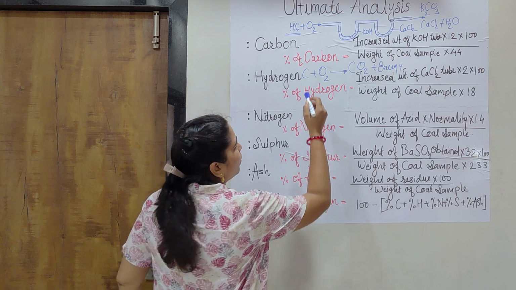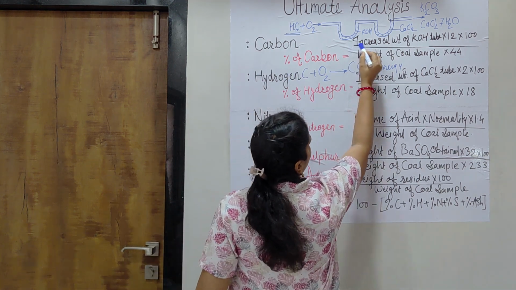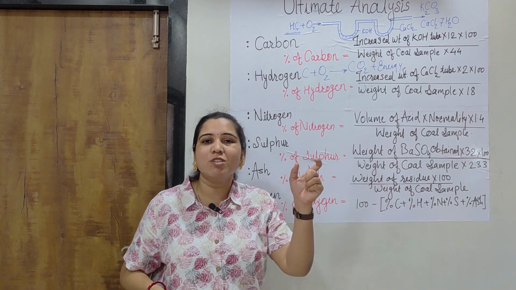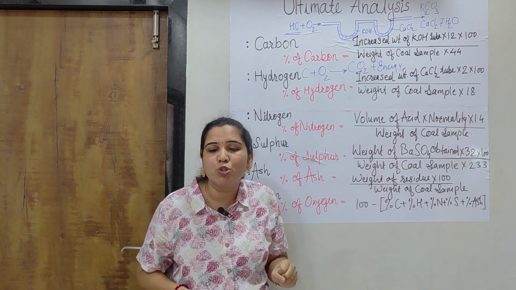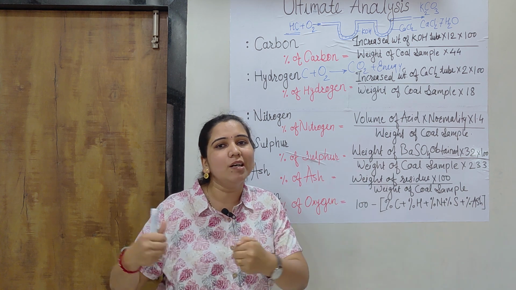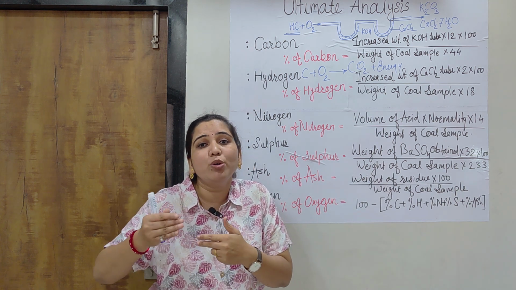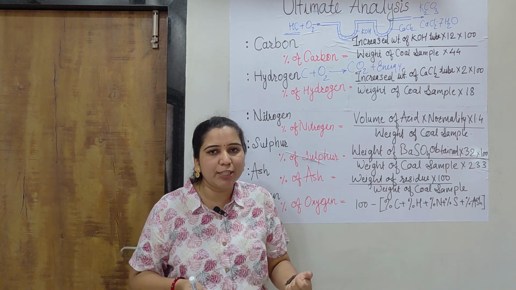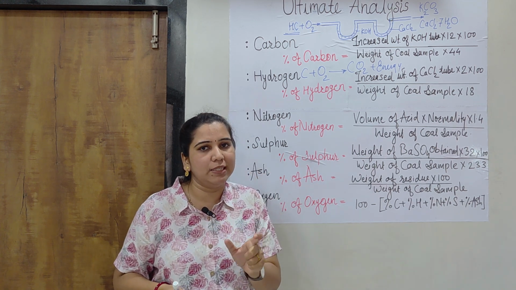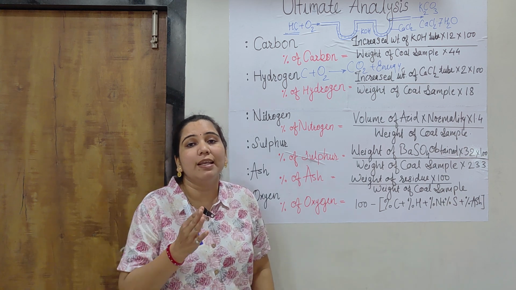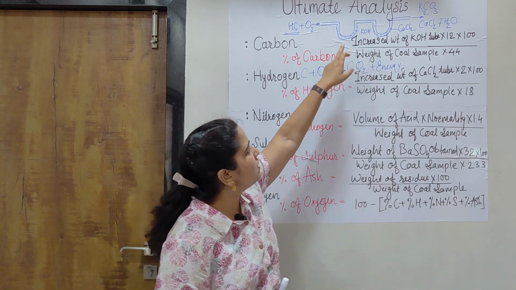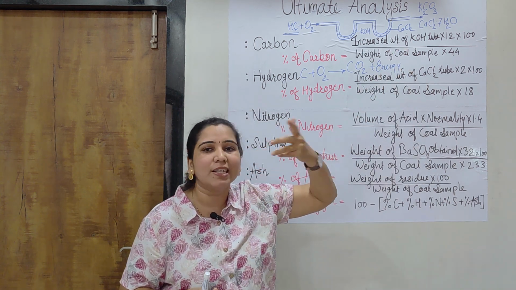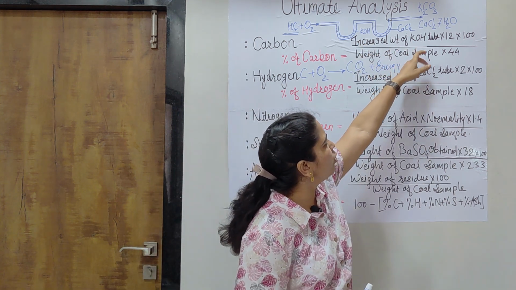So in this way, you can see guys, percentage of carbon is equal to the increased weight of the KOH tube. Why is increased weight written? Because at first there was the weight of the KOH tube itself. After passing the gases produced by the burning process, the CO2 is absorbed in that tube, so the weight considered is the weight after the process, that is, the increased weight of the KOH tube. As CO2 is absorbed in the KOH tube, we consider the increased weight of the KOH tube, into 12.